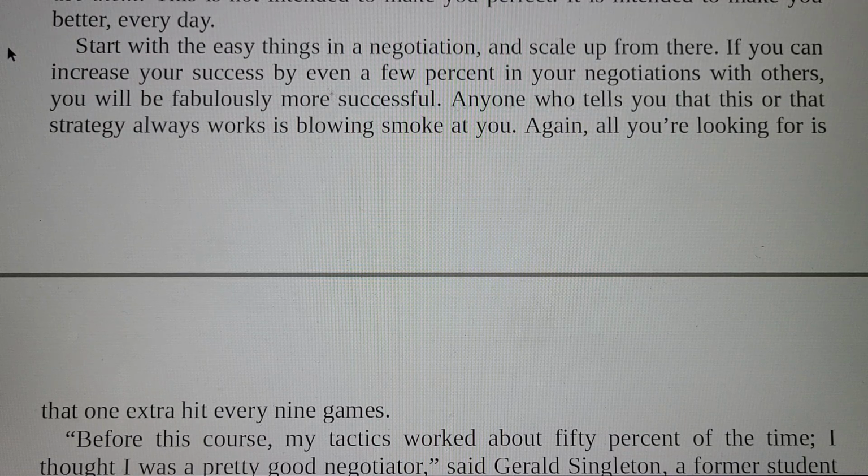Start with each thing in a negotiation and scale up from there. If you can increase your success by even a few percent in your negotiation with others, you will be fabulously more successful. Anyone who tells you that this or that strategy always works is blowing smoke at you. All you are looking for is that one extra hit every 9 games.